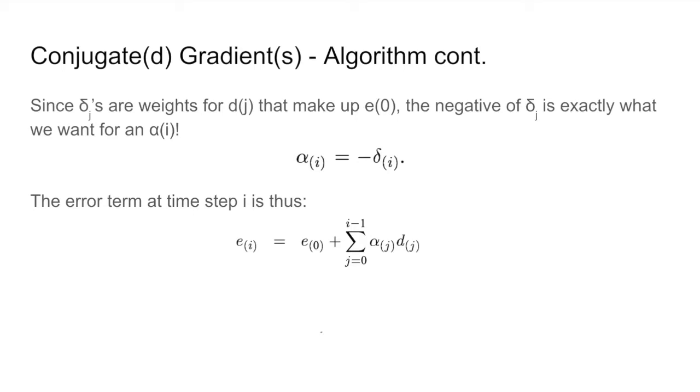Now we consider the error term at time step i. It's simply the sum of the initial error plus all the updates we've made in the i-1 search directions. Rewriting out all the terms of our initial error and changing our step sizes back into deltas, we get this. The remaining errors in the remaining search directions.